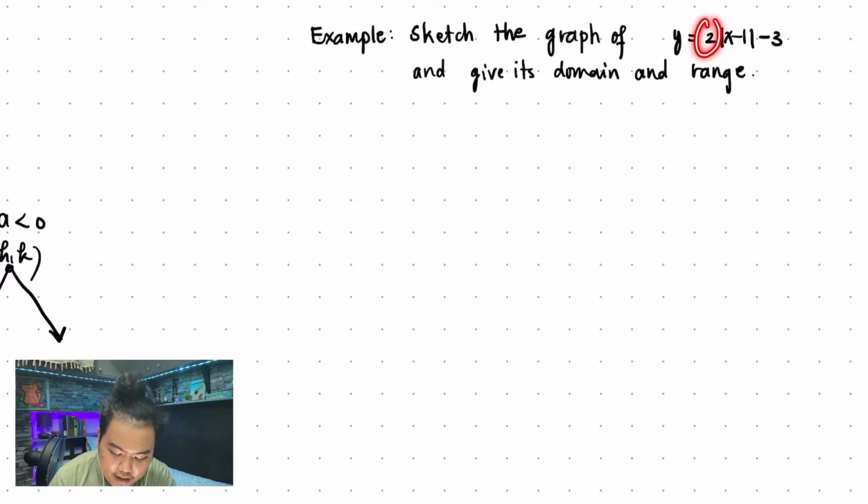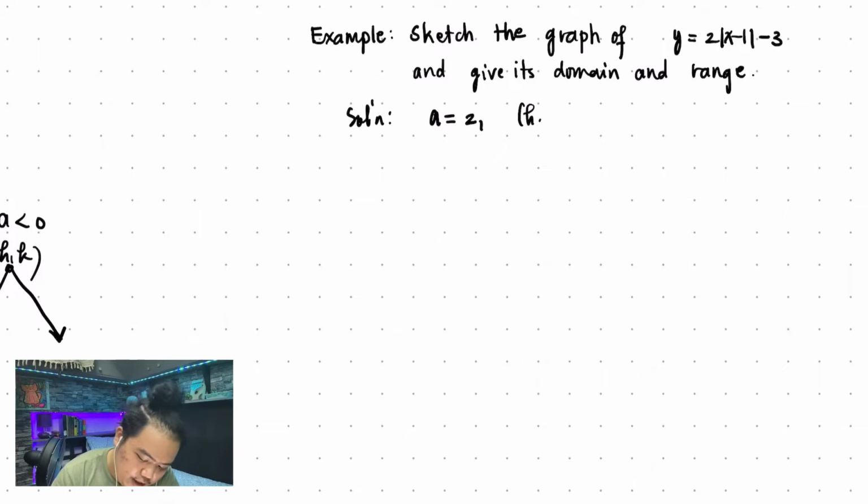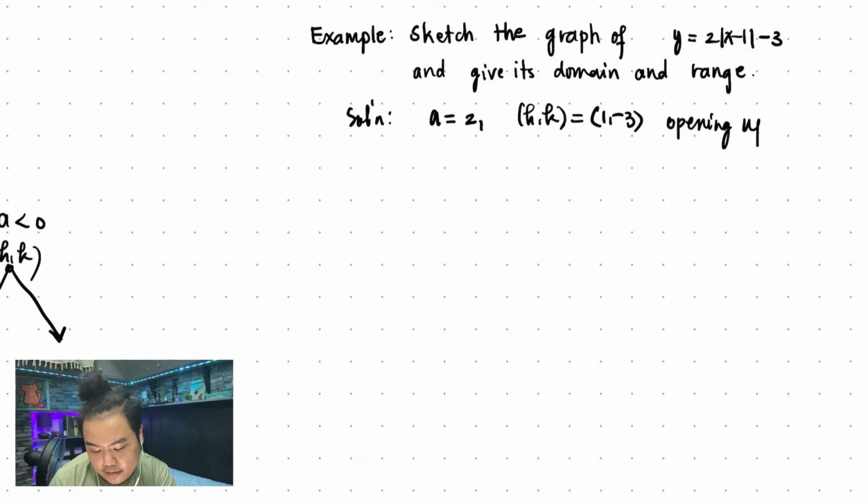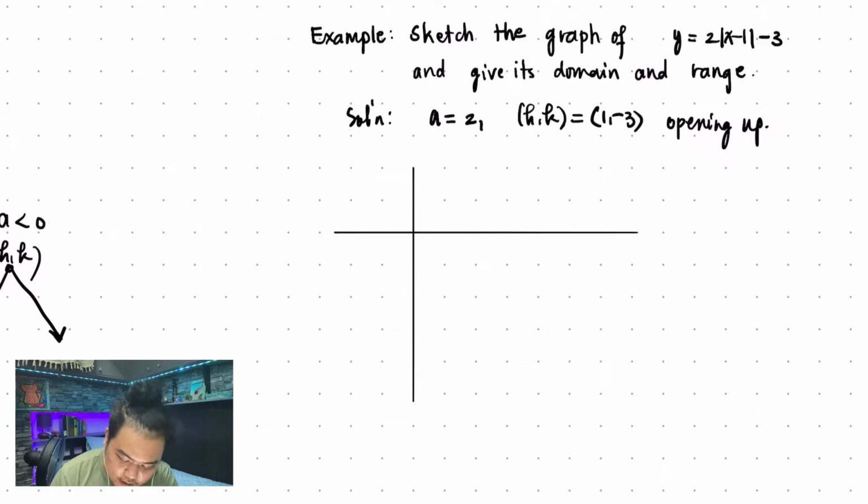So, this is your a, this is your h, and this is your k. So, ang a natin is 2. Ang h, k, or the vertex, is 1, negative 3. So, a is positive, so opening upward ito. So, i-sketch natin yung graph niya. So, nasaan ang kanyang vertex? Anong quadrant? 1, negative 3 nasa quadrant 4. So, andito yung 1, negative 3.